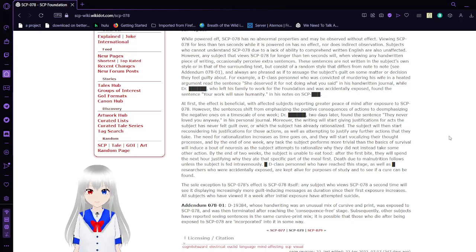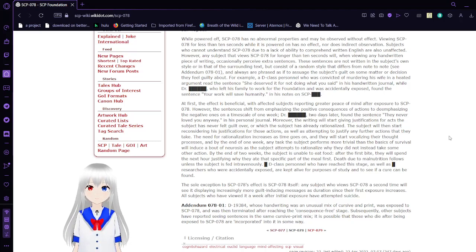"She deserved it for not doing what you said," in his handwritten journal, while Dr. [redacted], who left his family to work for the Foundation, was accidentally exposed, and found the sentence, "Your work will save humanity," in his notes on SCP-[redacted].